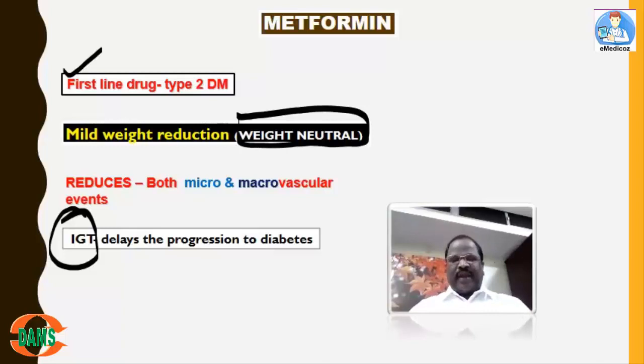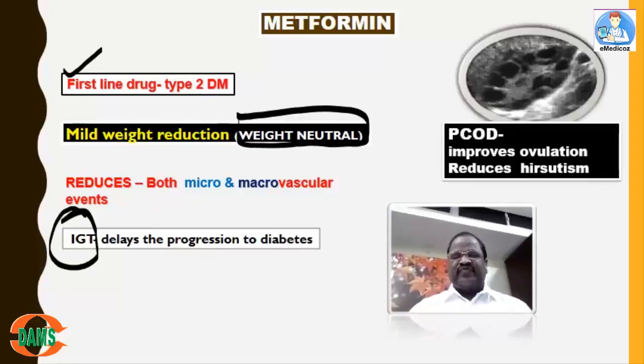Another very important point, metformin sensitizes the peripheral insulin receptor. Because of this action, it is very much useful in PCOD. In polycystic ovary, look at the ovary, there are a lot of cysts. All these are cysts. In polycystic ovary, there is huge insulin resistance resulting in infertility. So, in a PCOD female, to improve ovulation, to improve fertility, and to reduce hirsutism complication, we can very well recommend metformin. So that's also one important use of metformin.